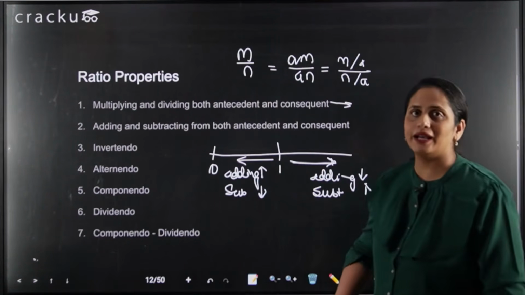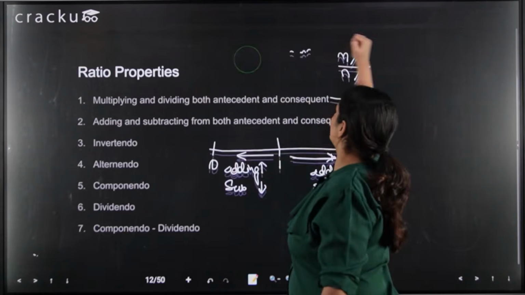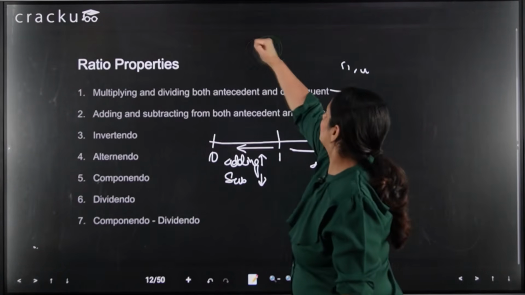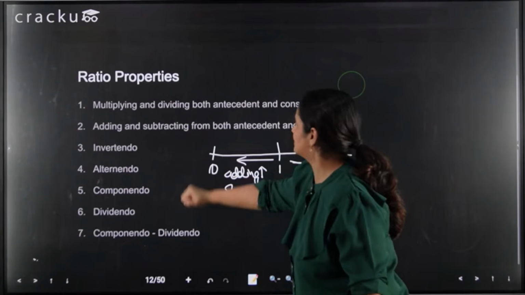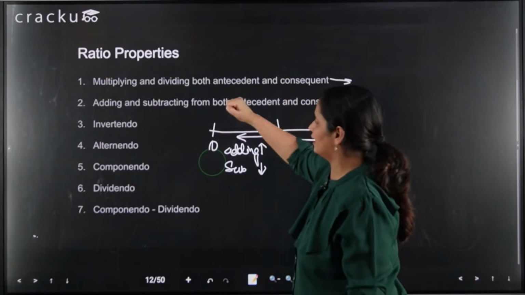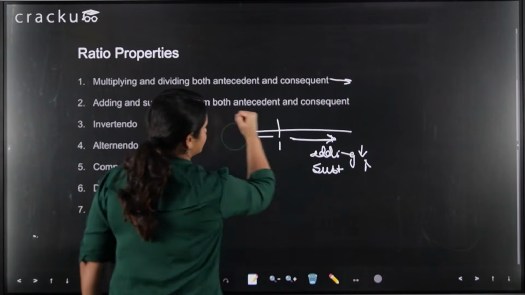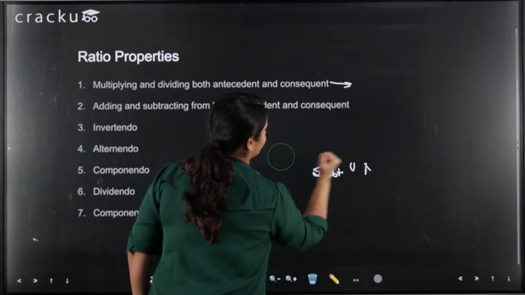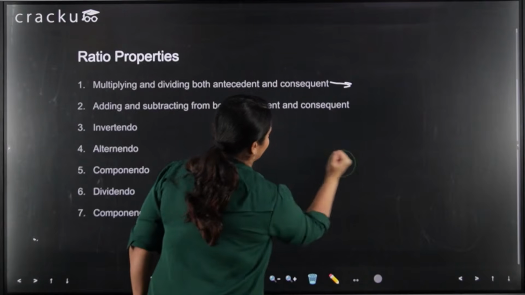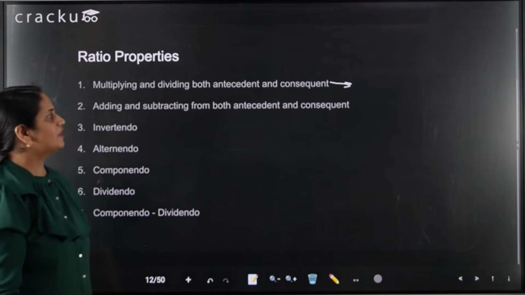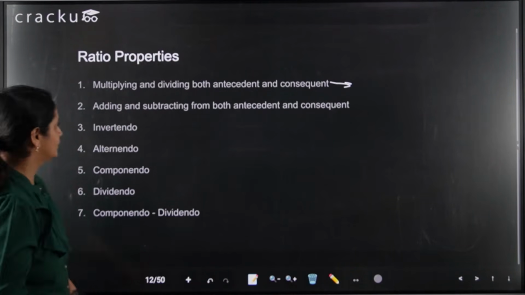Now we come to the basic ideas of invertendo, dividendo, all of these things. Where do you use this? If you have never heard of this, don't worry, it is not super important, but you would have used it without knowing all of these names, like alternando, dividendo and componendo, dividendo, etc. So where is this used and what is it essentially?